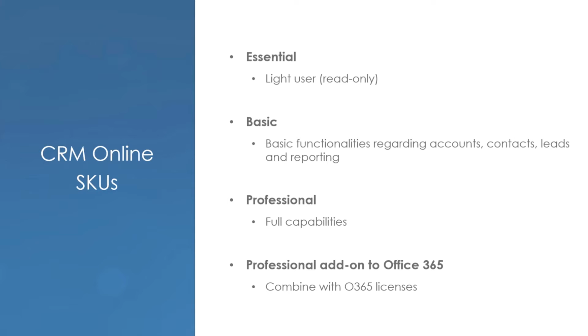Then you have the Professional one. That's really the recommended one for sales teams and administrators. So it's full capabilities. You get access to workflow, marketing, and all the functionalities. If you have Office 365, you can get the Professional add-on. The idea here is that you're going to combine both licenses and you're going to get a very good deal.